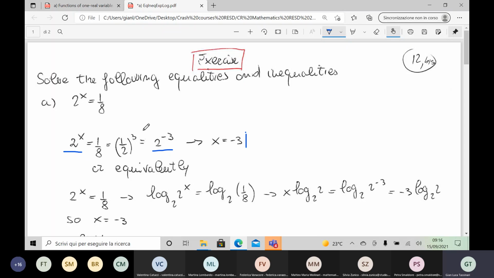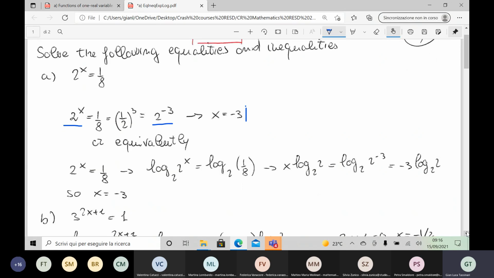This is a specific way to solve it, and I did it because I understood immediately that 8 could have been expressed as a power with base 2, so I realized that I could apply this approach. However, the more general one, which always works, is the one I'm going to show you. So, solve it in another way: 2 to the x equal to 1 over 8. The more general way is the following.